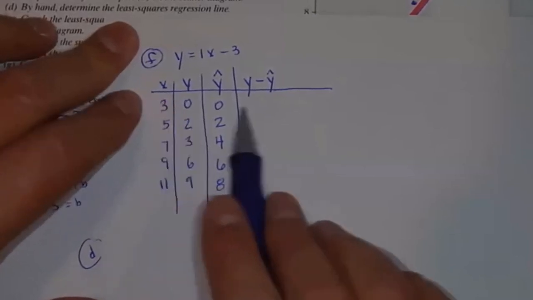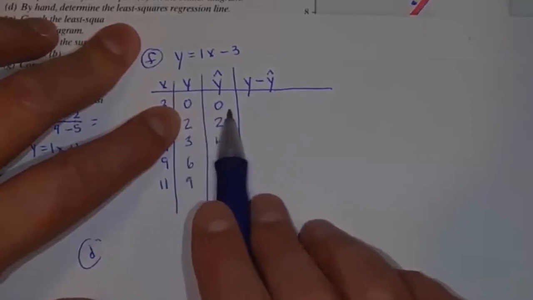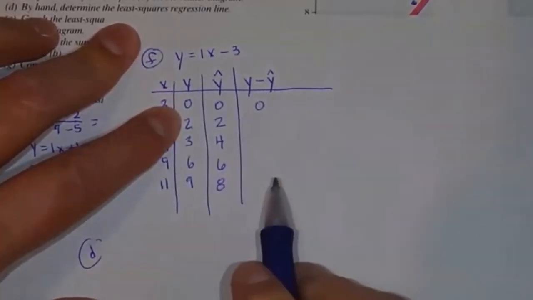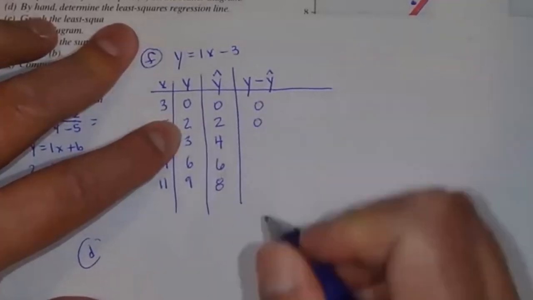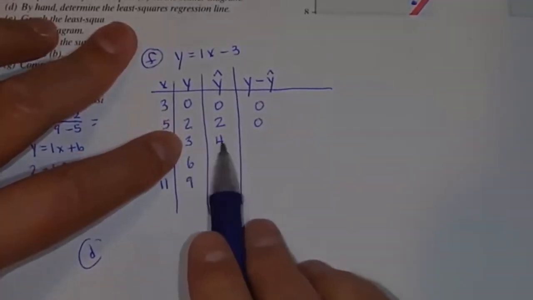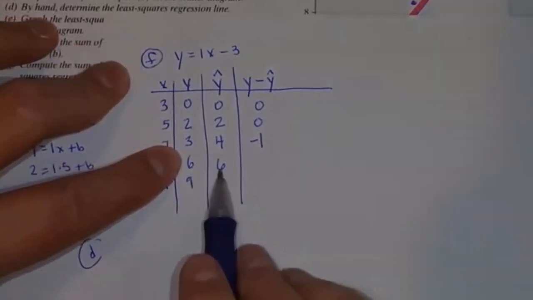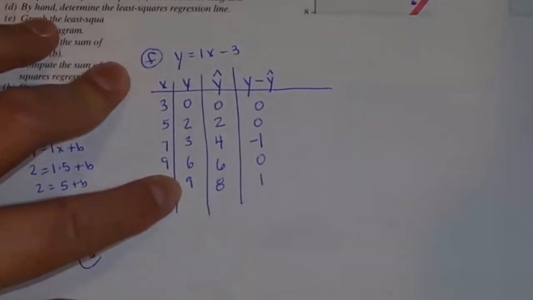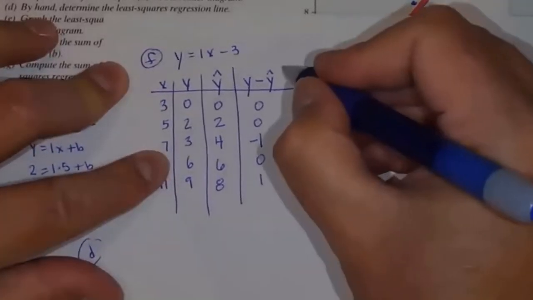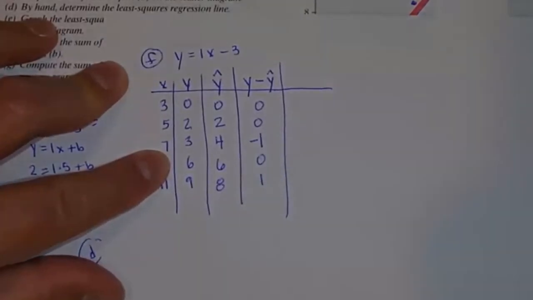So for this first point, y was 0, the predicted y value is 0, 0 minus 0 is 0, so that's the residual. 2 minus 2 is 0, that's the residual. 3 minus 4, that's negative 1. 6 minus 6 is 0. 9 minus 8 is positive 1. Notice, by the way, if I were to add up all the residuals, I get a sum of 0.